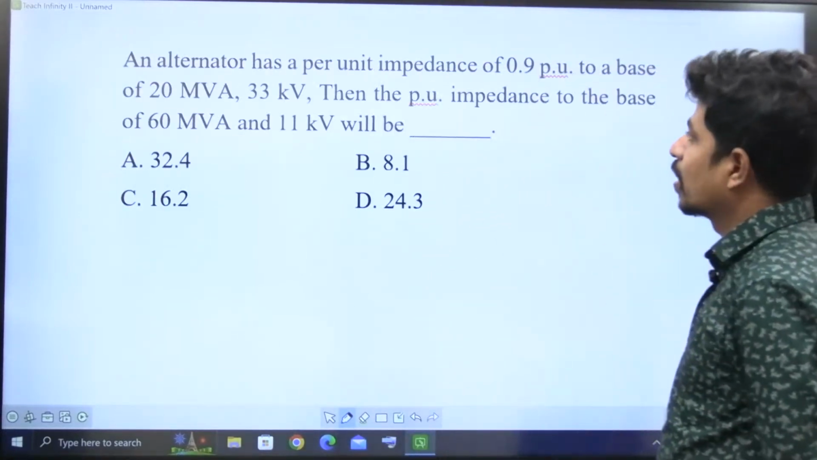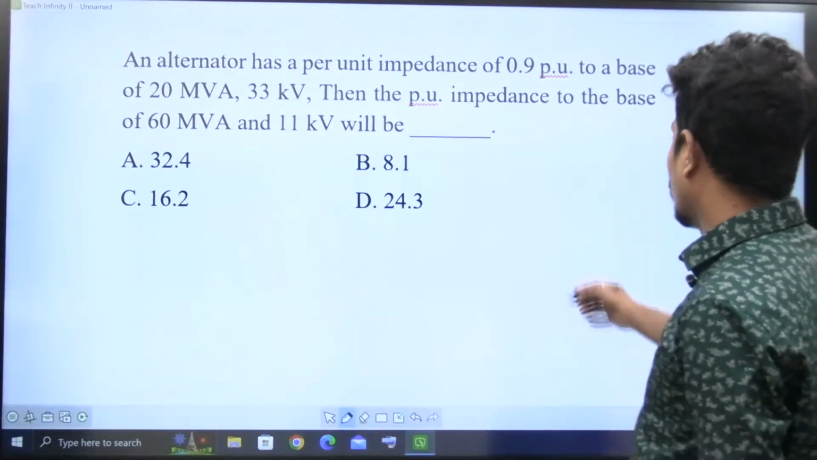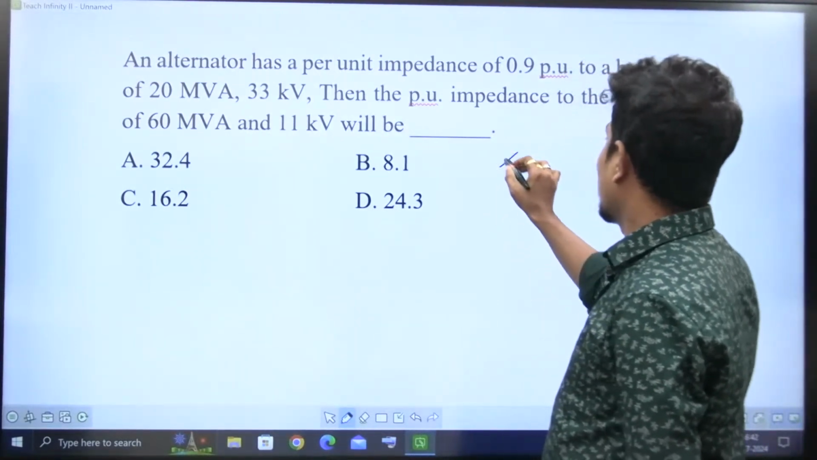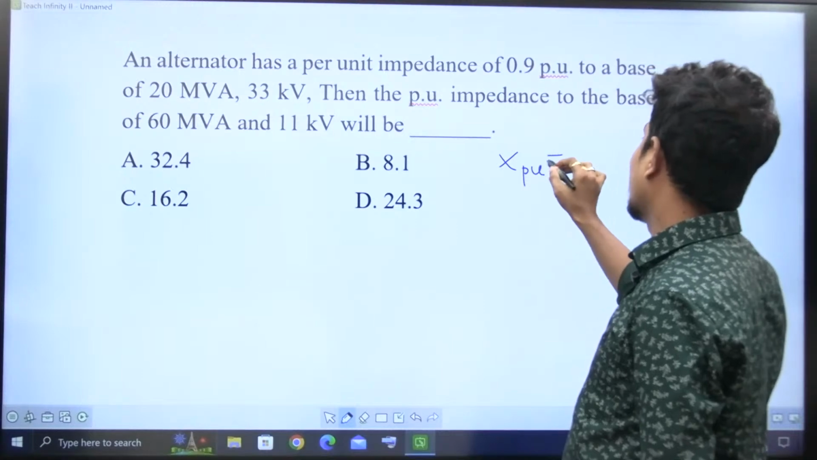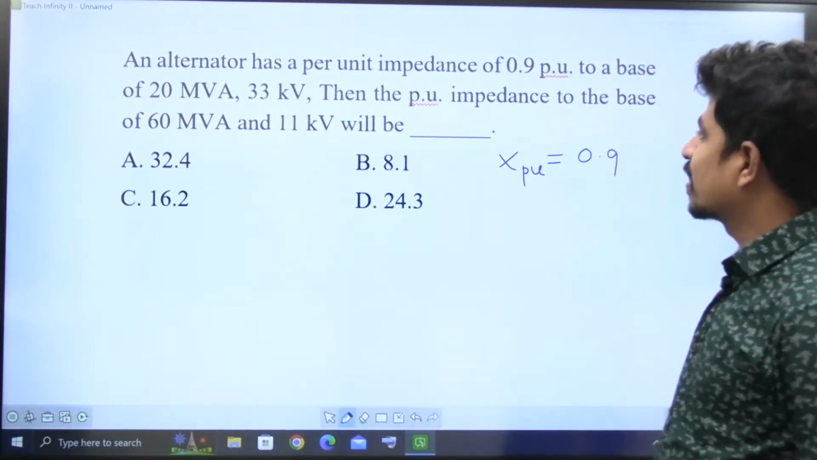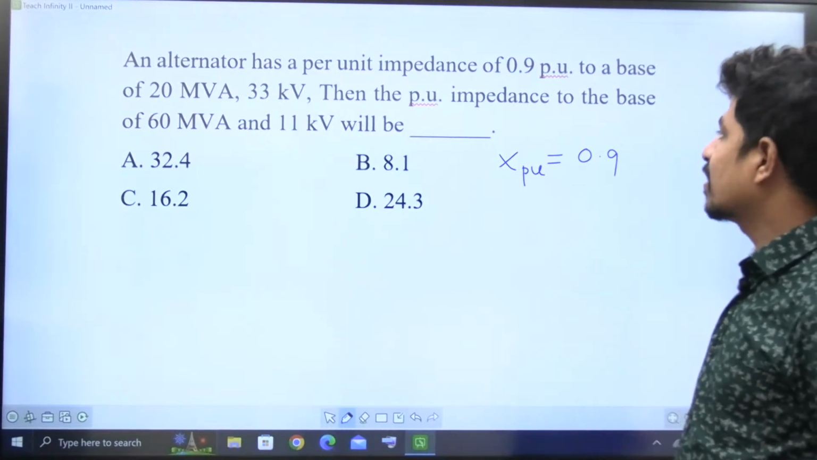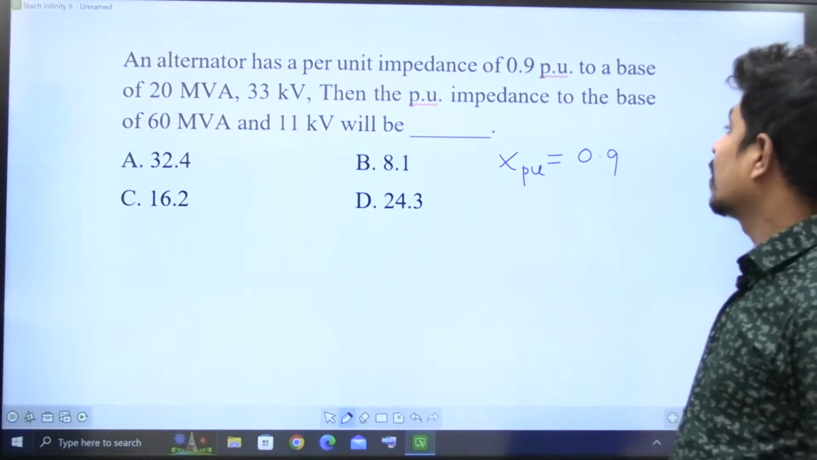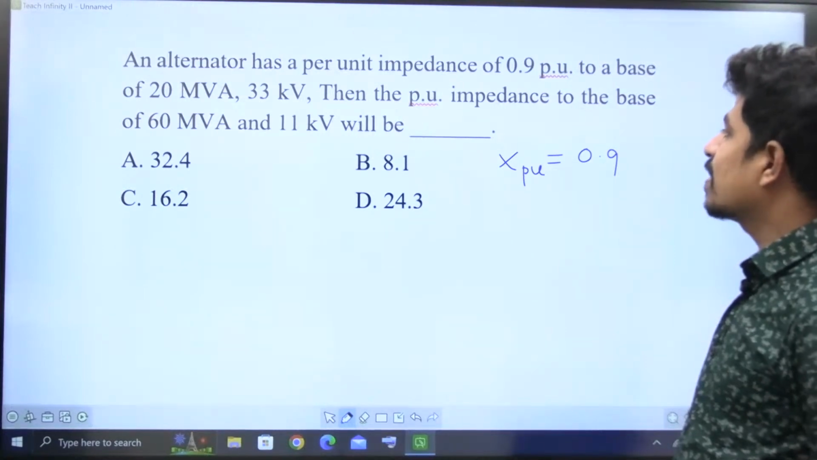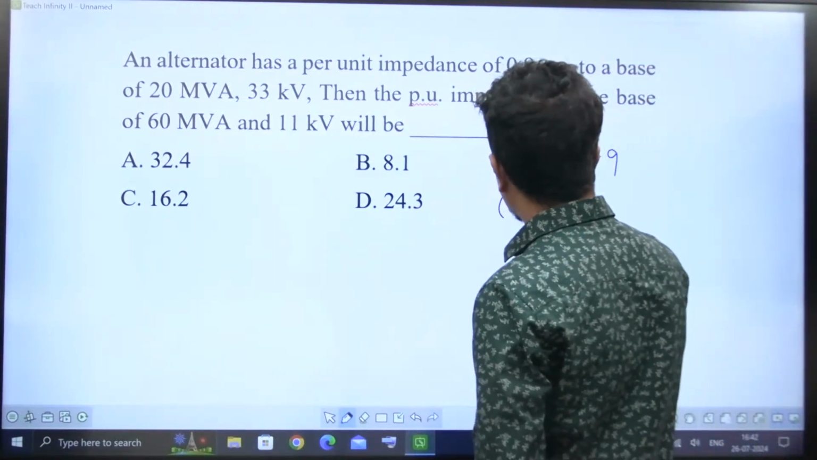Next question, please. An alternator has a per unit impedance of 0.9 per unit. Okay, what that fellow says is X per unit is given as 0.9 on a base of 20 MVA, 33 kV. That fellow is saying that on the base of 20 MVA and 33 kV it is 0.9. Then the per unit impedance to the base of 60 MVA and 11 kV is? So this is the old value.